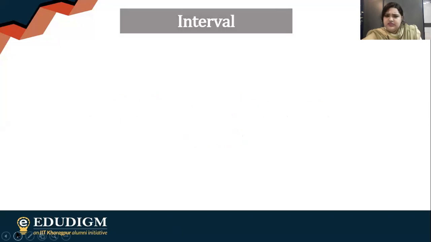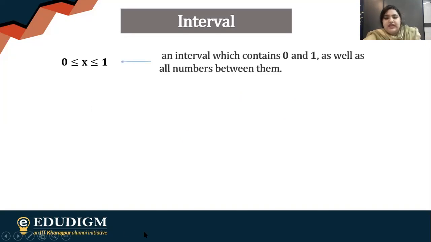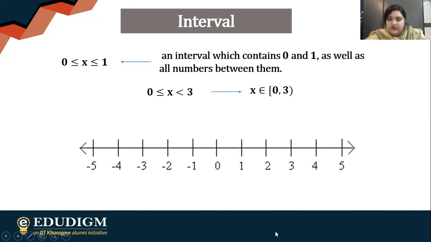So suppose this is how we are representing an inequality. What does it mean? It means that x can take any value between 0 and 1, including 0 as well as 1. So this is what an interval basically is. So let's take this inequality. We say that x belongs to this interval 0 to 3. Now how do we represent it? Look at the number line. This is from 0 to 3.